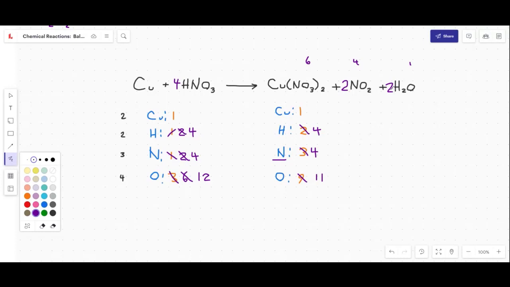And it also gives you, I had 6 oxygens in the first one, 4 here. So 2 times 1, I now have 2 oxygens from the water. That gives me a total of 12. And now you see that the hardest one, oxygen, balanced itself.